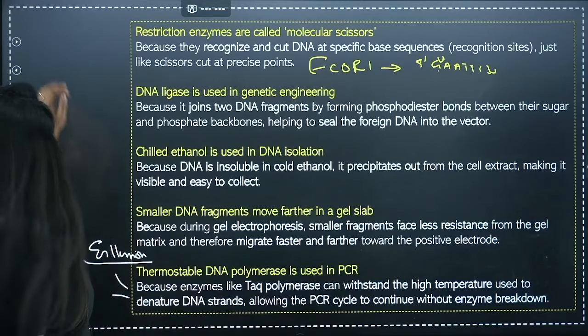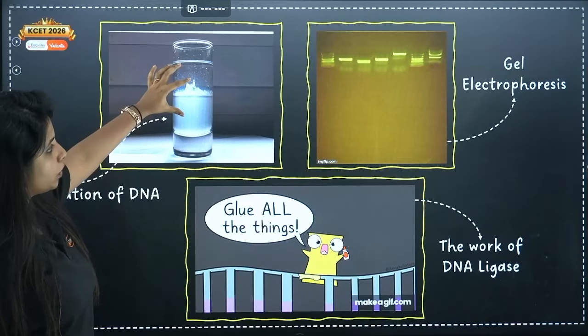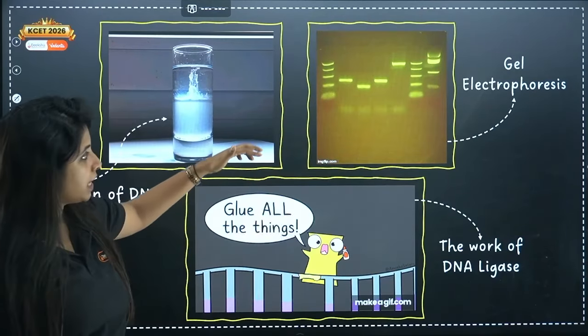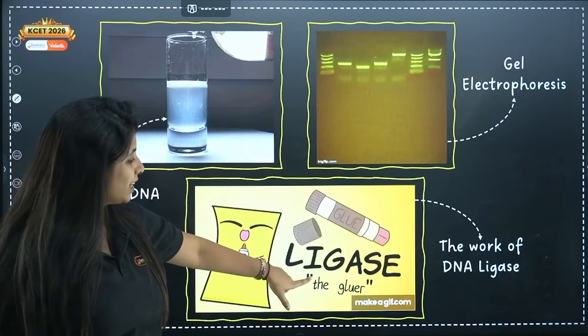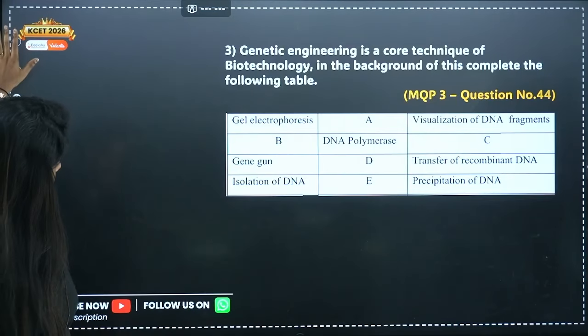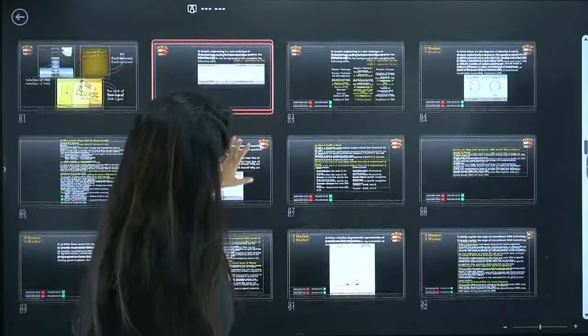Here, when chilled ethanol is added, you can see the DNA precipitates out. In gel electrophoresis, the DNA is moving and the smaller ones move faster. Here the DNA ligase is acting like a glue. Cute glue, right? Now, just give me a second. Let me see how many questions there are.